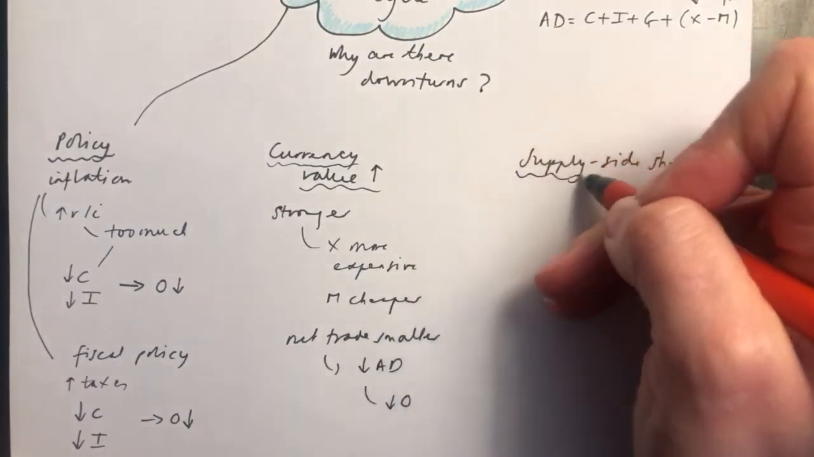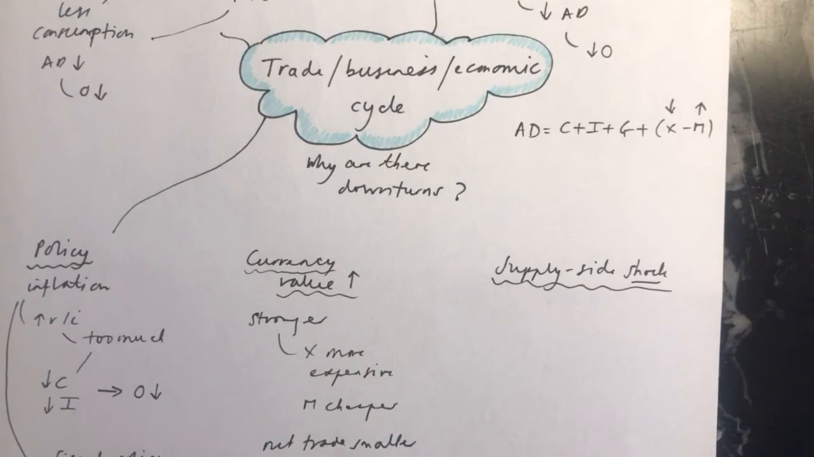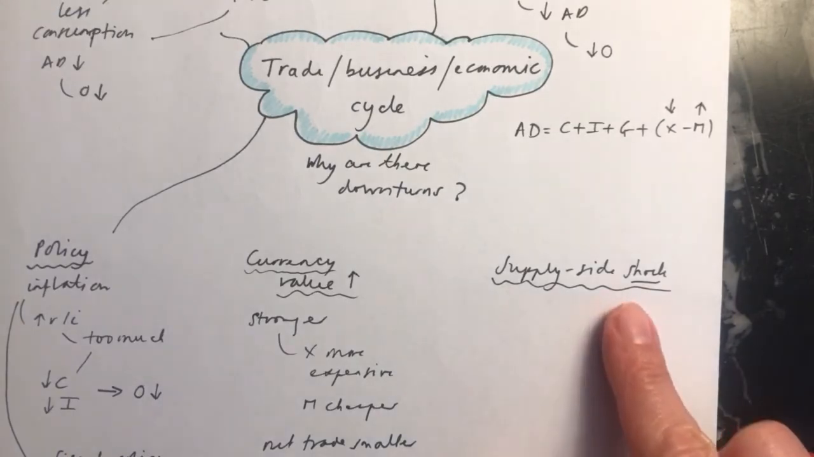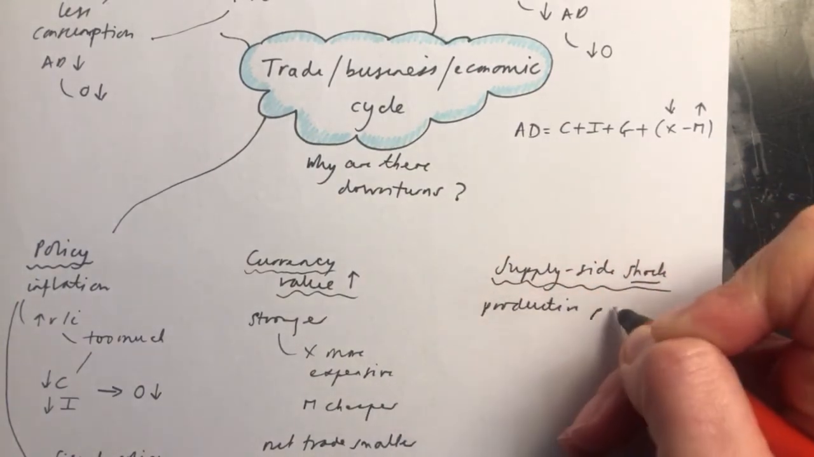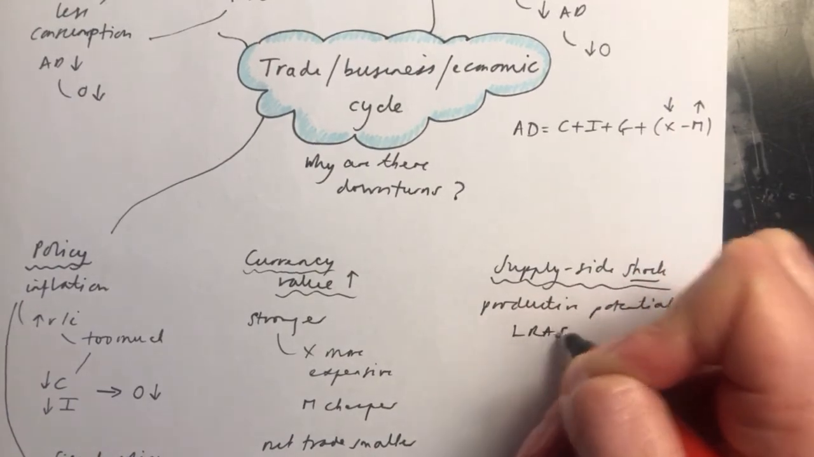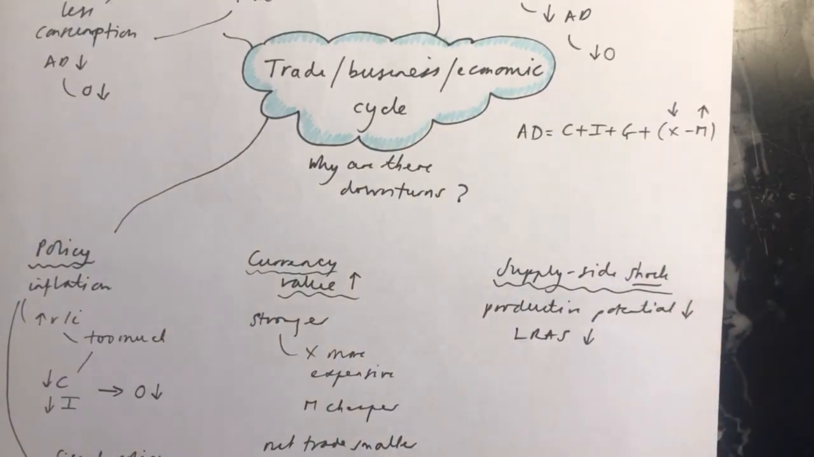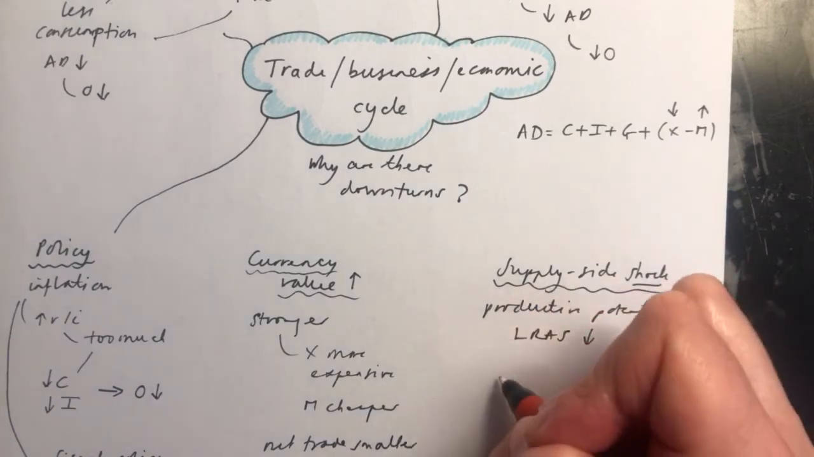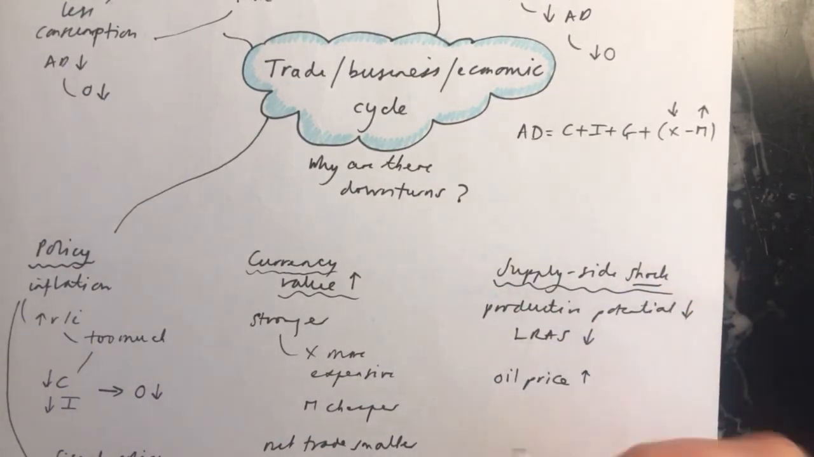The third and final one we're going to look at here is having a supply side shock. Why might a supply side shock cause you to have a downturn in the economic cycle? A supply side shock is something that causes essentially your productive potential to go down. It causes the long run aggregate supply curve to shift to the left, so long run aggregate supply goes down. And the reasons that you might have a supply side shock, it might be something like the oil price goes up significantly, or it might be that wage rates go up significantly.